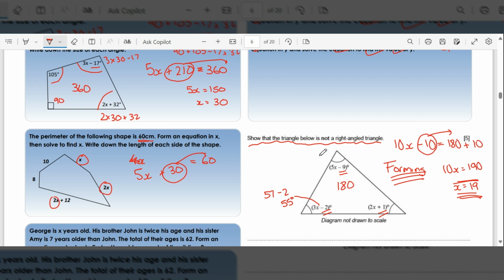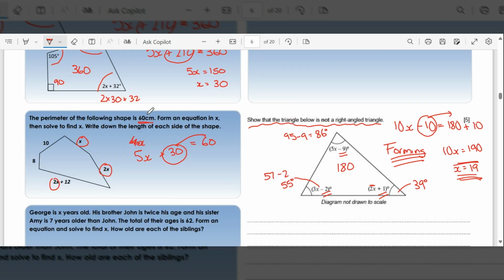This one is 5 19s. 5 19s are 95. Take your time with that. Take away 9, which is 86. Close, but that's not a right angle. And finally, 2 lots of x, 2 lots of 19 is 38 plus 1. So that is 39 degrees. And again, that is not a right angle. So they could be angle ones, or they could be perimeter ones, where the perimeter is 60. So you've added up all of the things around the outside and put equals 60.